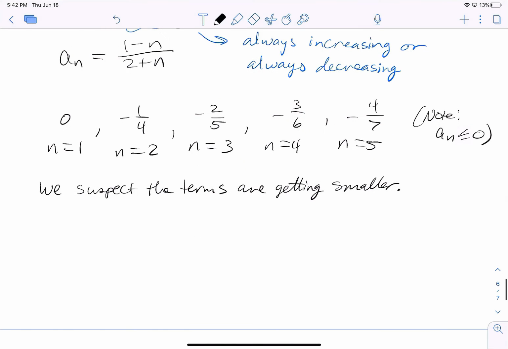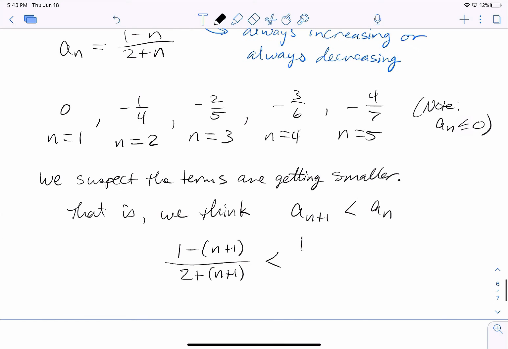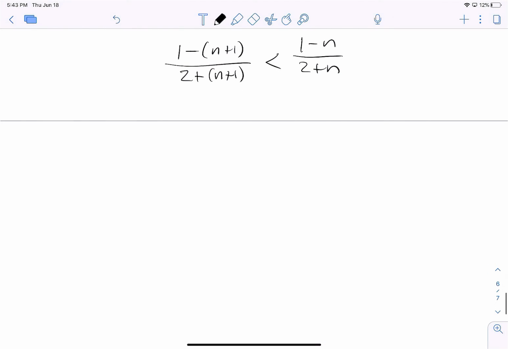Another way to write that the terms might be getting smaller is to say we think that a sub n plus 1 is less than a sub n. Using the definition of our sequence, a sub n plus 1 would be 1 minus the quantity of n plus 1 divided by 2 plus the quantity of n plus 1. And we suspect that that is smaller than 1 minus n over 2 plus n, but that's really kind of difficult to show. What we're going to do is make a series of if and only if statements. What we just wrote down, that inequality, is true if and only if.